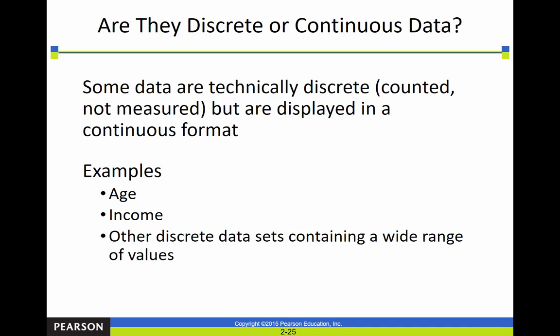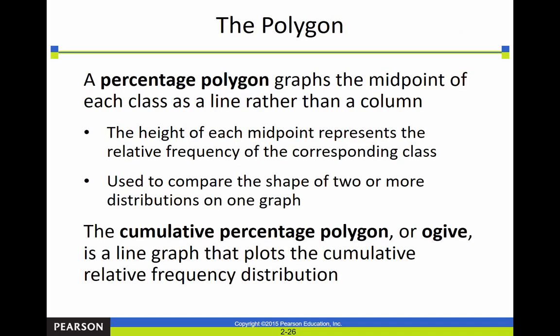It says some data are technically discrete, including age, income, etc., but are displayed in a continuous format. So anytime there's a wide range of values, we might consider displaying our discrete data as if it were continuous. That's what they're getting at here.